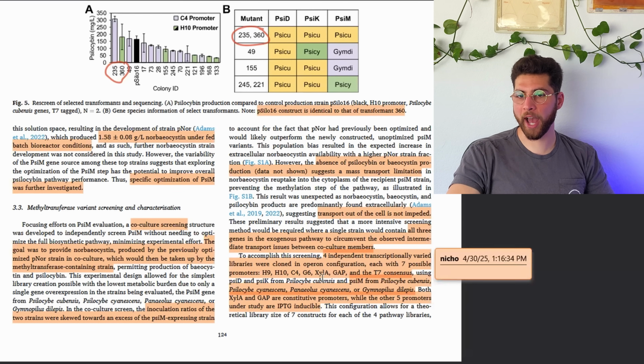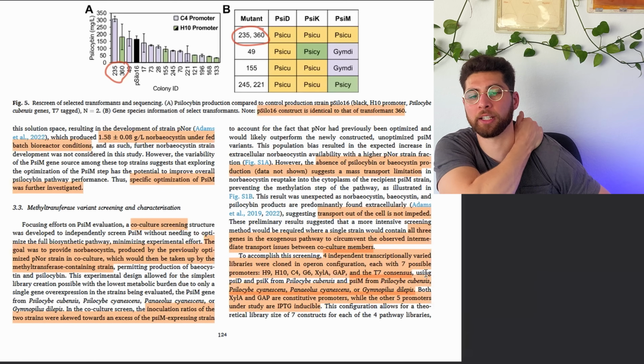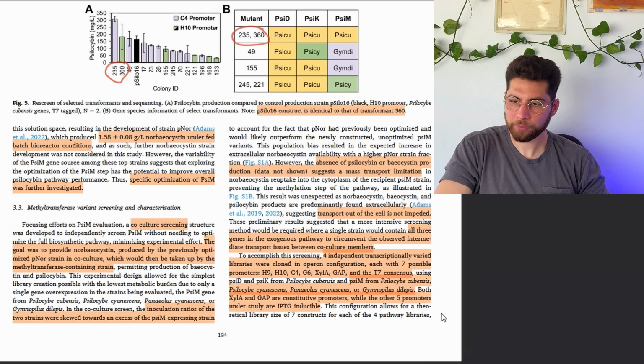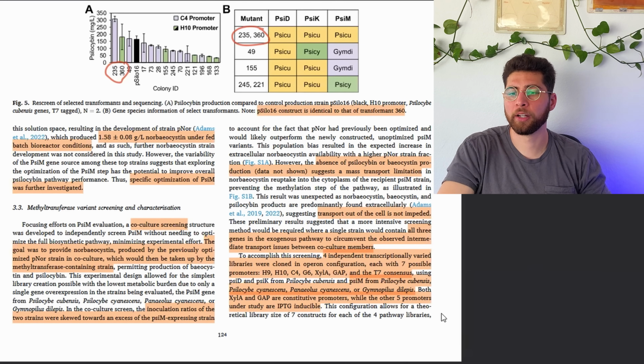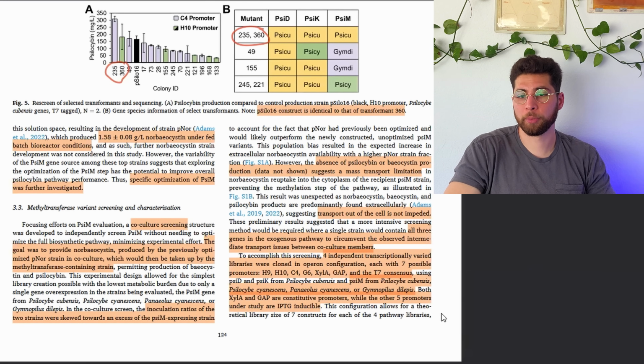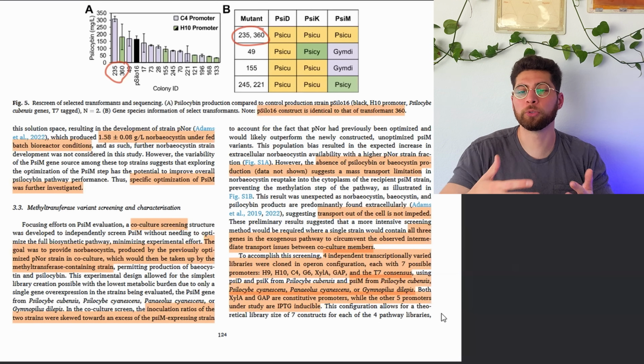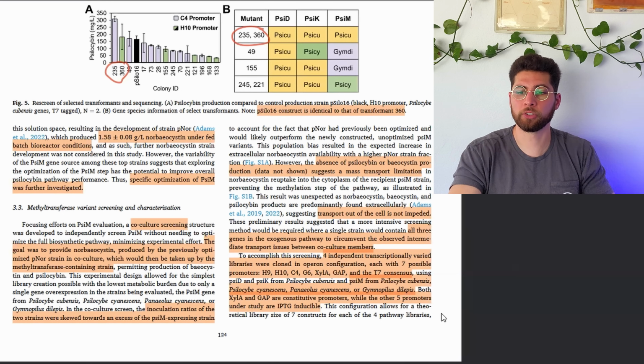Xyl A, and GAP are constitutive promoters, meaning that they're always on. And I might have been wrong earlier about this, but the other 5 promoters are IPTG inducible. So IPTG, I forget exactly what it stands for, but it's just a chemical that induces these genes. It turns on these genes when you add it.